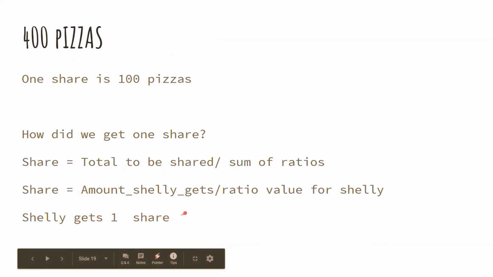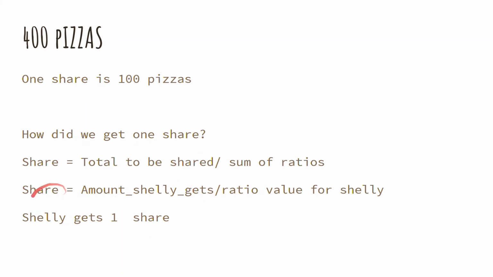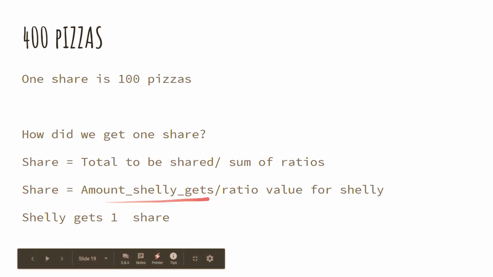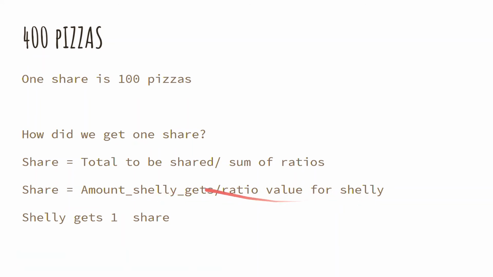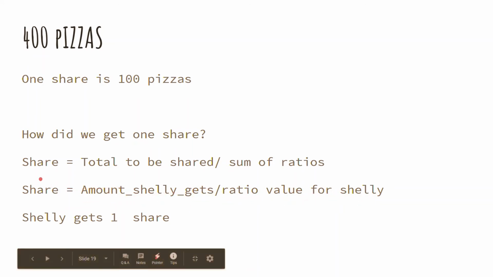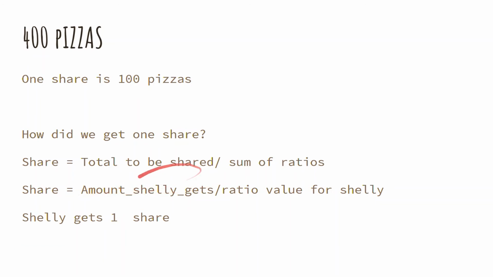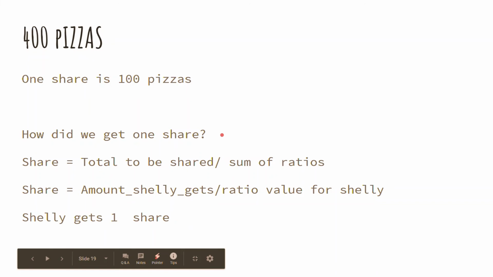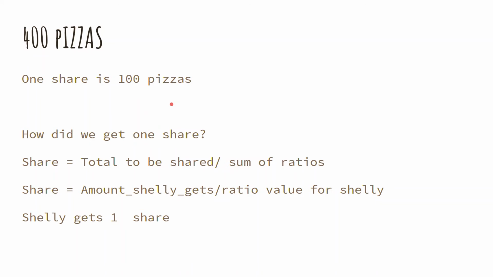So we have pizza slices here. Shelly gets 1 share for every 3 shares that Kat gets. Also, you can calculate the share by saying the amount that Shelly gets divided by the ratio value for Shelly, which is 1. The same is true for Kat. The share for Kat will be the total amount of pizzas that Kat gets divided by the ratio value for Kat, which would be 3. But there are different ways of calculating ratios depending on how you like to do calculations. This is one way I've come across, by defining the simplest ratio and finding what a unit share would be like.